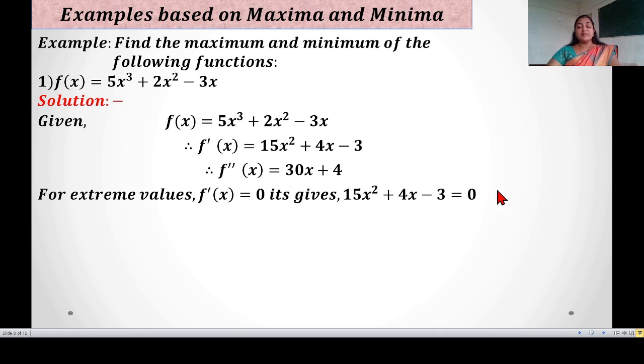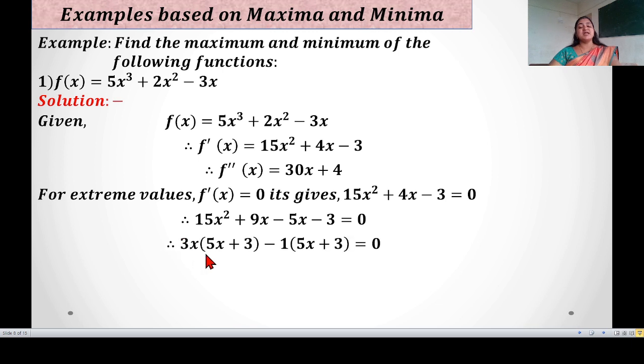Now we can find the roots of this equation. That means we can factorize this equation. Find two numbers whose multiplication is minus 45 and whose sum is plus 4. So the numbers are 9x and minus 5x. We split it in such a way: 15x square plus 9x minus 5x minus 3 is equal to 0. Now in the first two terms, 3x is common, take it outside. So 3x inside the bracket 5x plus 3. In the last two terms, minus 1, take it outside, inside the bracket 5x plus 3, is equal to 0. Now 5x plus 3 is common, take it outside. So we get 3x minus 1 multiplied by 5x plus 3 is equal to 0. Now we get x is equal to 1 by 3 or x is equal to minus 3 by 5. So these are the roots of this equation.